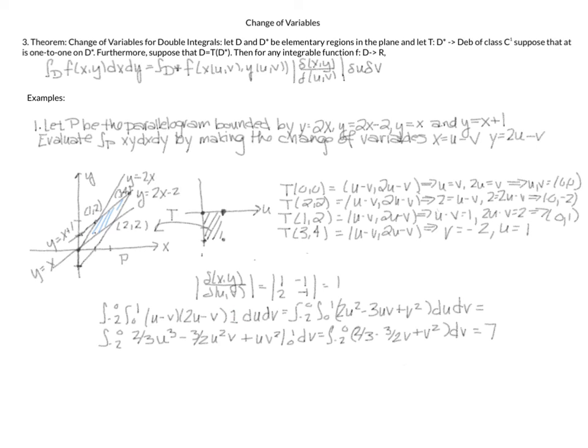Here is my determinant. And then I plug uv into my function, which is over here, x times y. So my x is equal to u minus v. My y is equal to 2u minus v. And then the rectangle, so u goes from 0 to 1, and then v goes from negative 2 to 0. And then the rest is just integrating and plugging in.